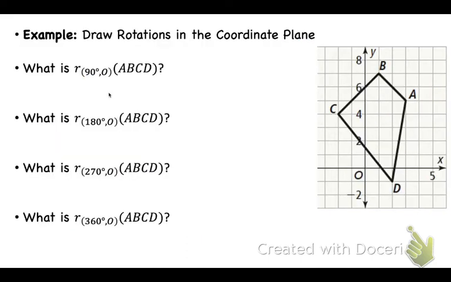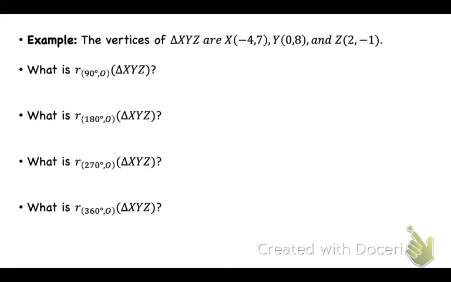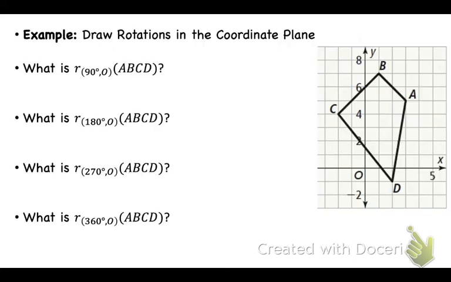Okay, so it says draw rotations. We're not going to draw it. We're just going to state them. So on your paper, I would advise you, so you remember, to write this right here, and I'd say equal. So what does 90 degrees equal? What is the rule? Negative Y, X. Right?